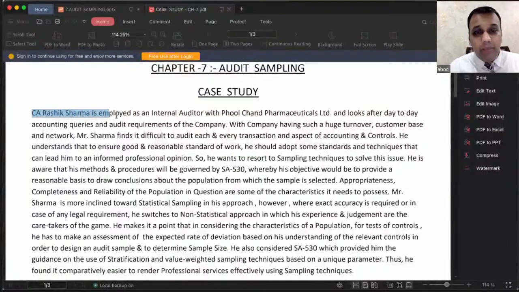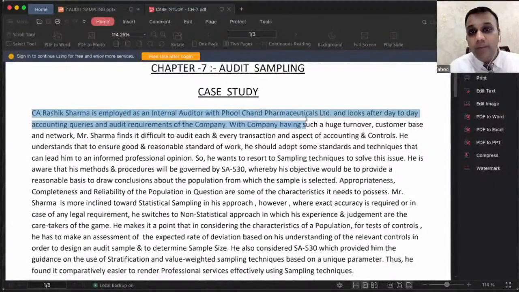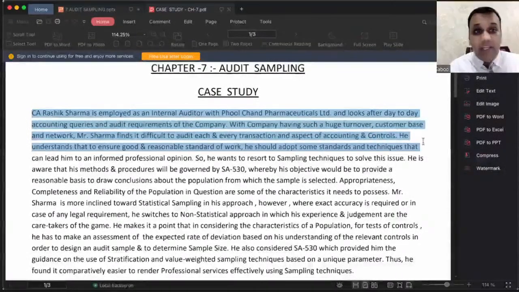CA Rashik Sharma is employed as an internal auditor with Fulchand Pharmaceuticals Limited and looks after day-to-day accounting queries and audit requirements of the company. With the company having such a huge turnover, customer base, and network, Mr. Sharma finds it difficult to audit each and every transaction and aspect of accounting and controls. He understands that to ensure good and reasonable standard of work, he should adopt some standards and techniques that can lead him to an informed professional opinion. So he wants to resort to sampling techniques to solve this issue.